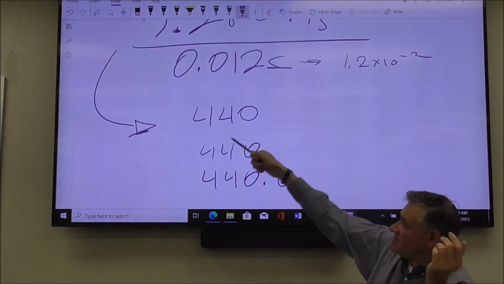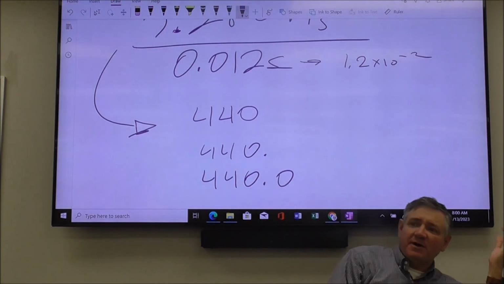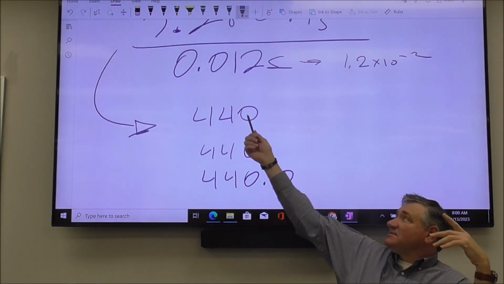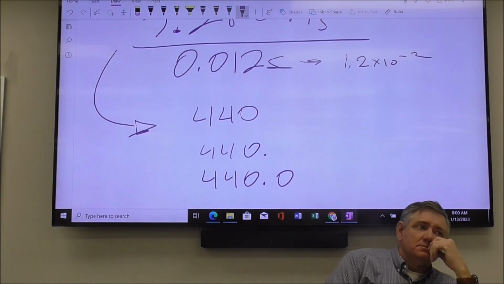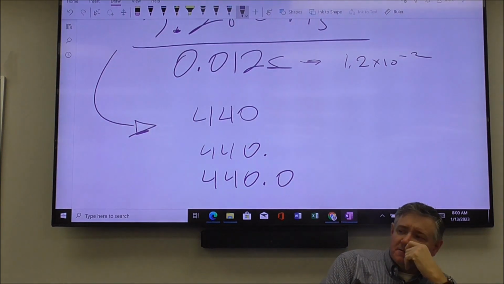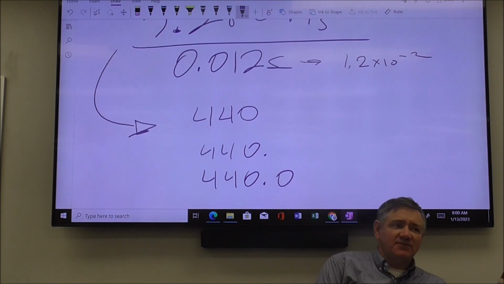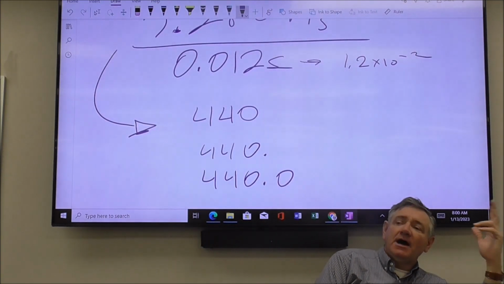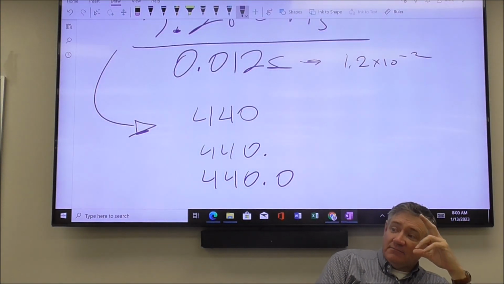So I do this calculation. How am I going to write my answer? Which one of these is going to be the right way to write my answer? Top one, the middle one, or the bottom one? Miss Elliott. The top one. Top one, because I can only have 2 significant digits. Okay? Now, am I done?